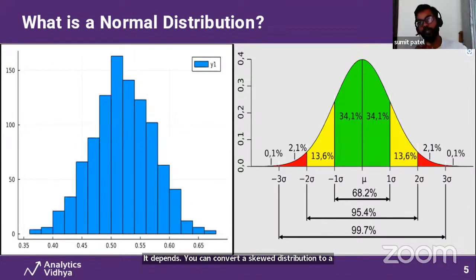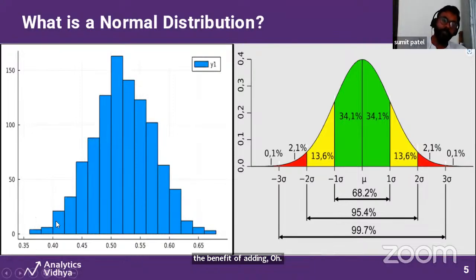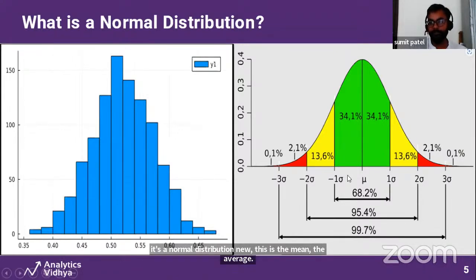So what's the benefit of creating a normal distribution, or what plus point does it give to you? Now, these are the properties of a normal distribution. If it's a standard normal distribution, or even if it's a normal distribution, this is the mean, the average, and sigma is the standard deviation.